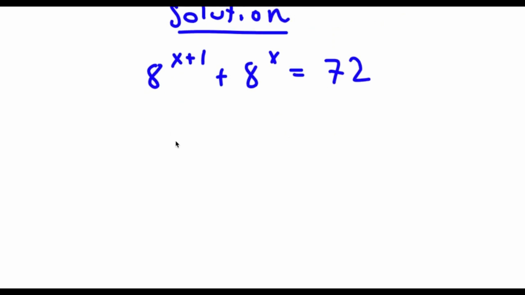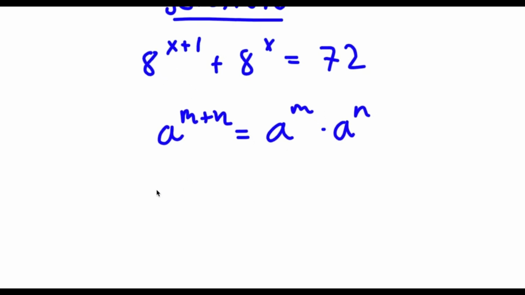Now, if I have something in the form a to the power of m plus n, this is equal to a to the power of m times a to the power of n. So 8 to the power of x plus 1, that's going to equal 8 to the power of x times 8 to the power of 1. So now I have this plus 8 to the power of x is equal to 72.